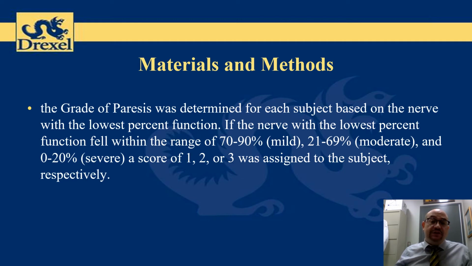The grade of paresis was determined for each subject based on the nerve with lowest percent function. So if the nerve function fell within the range of 70 to 90%, it was considered mild. From 21 to 69%, it was considered moderate. And from 0 to 20, it was considered severe. Scores of 1, 2, 3 were assigned to the subject respectively.